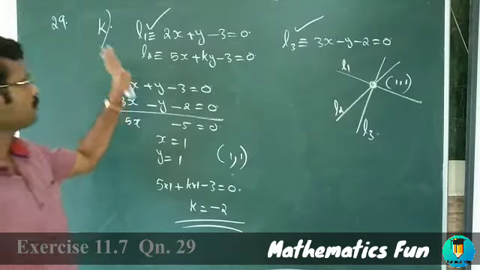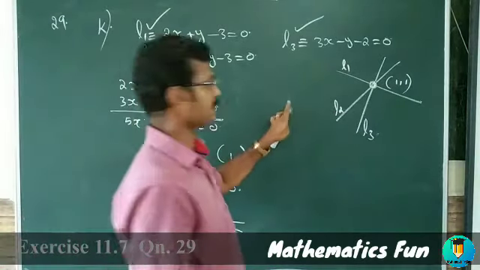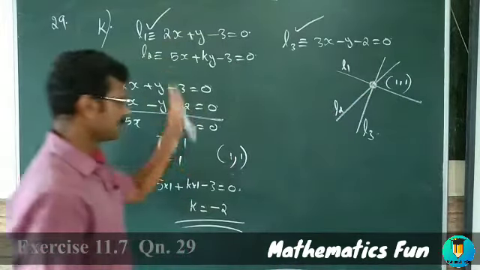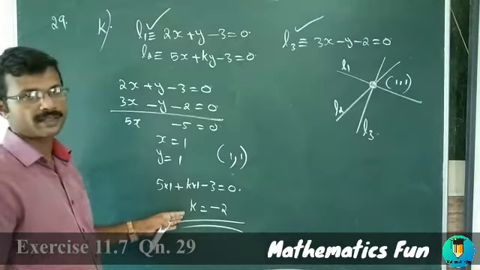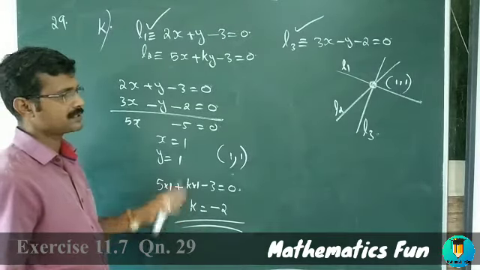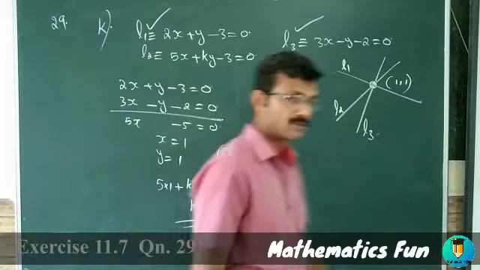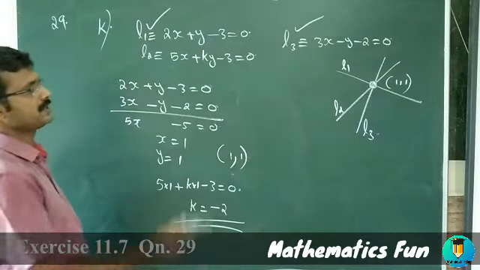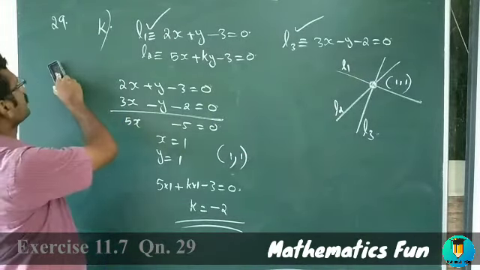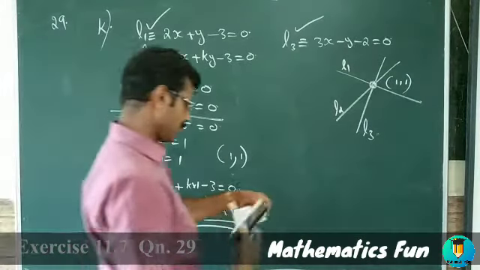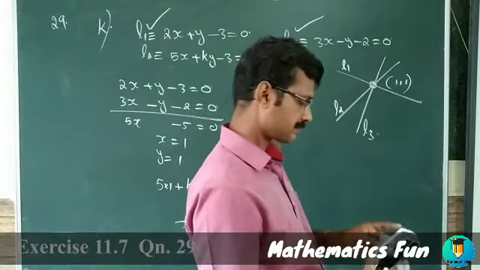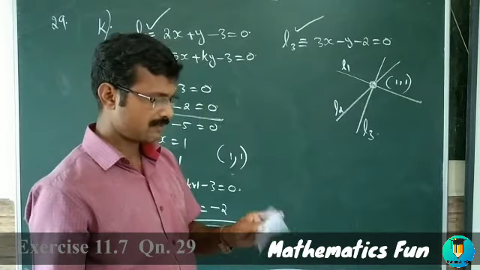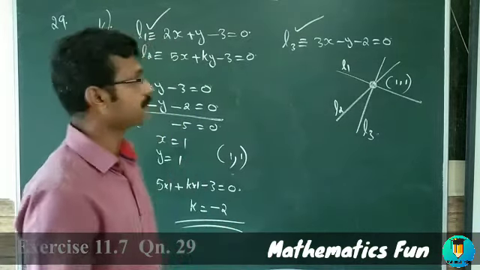So only here the new term concurrent came. What is the meaning of concurrent? If you know it, it is easy. We applied the standard method again. But here you need to know the meaning of concurrent: the lines are intersecting at the same point, then we can say that they are concurrent. So this is question number 29. Now one more sum we will do. Next will be question number 35.